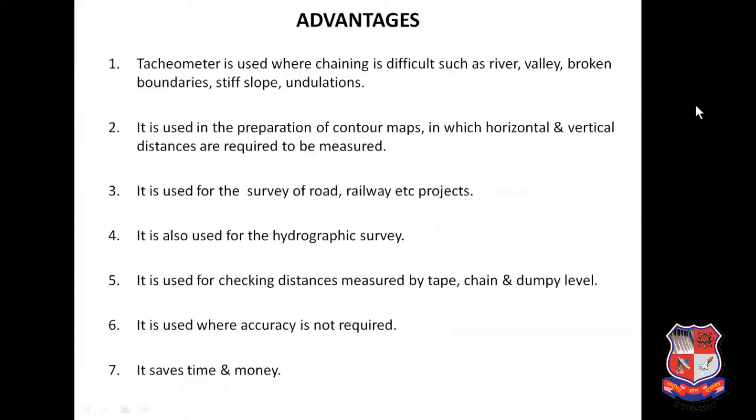Now, what are the various advantages of tachyometric surveying? First, the tachyometer is used where chaining is difficult, such as river, valley, broken boundaries, steep slopes, and undulations in the field. Second, it is used in the preparation of contour maps in which horizontal and vertical distances are required to be measured. Third, it is useful for the survey of engineering projects like road, railway, bridges, etc.